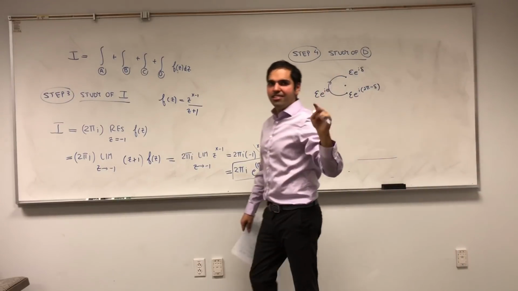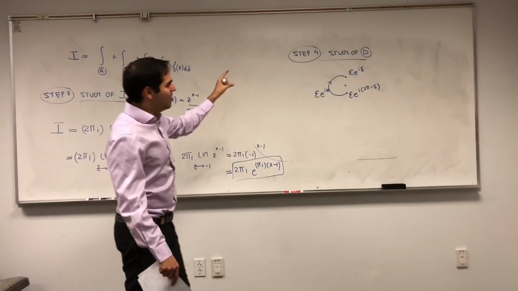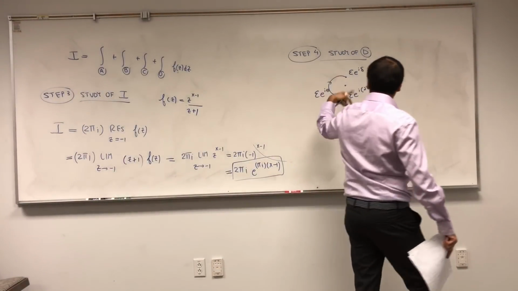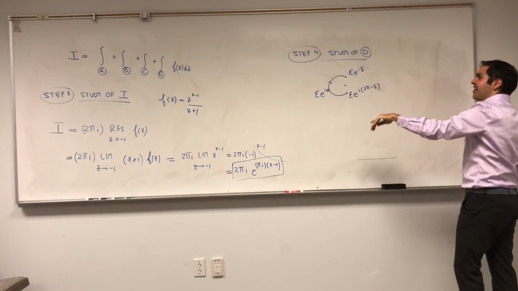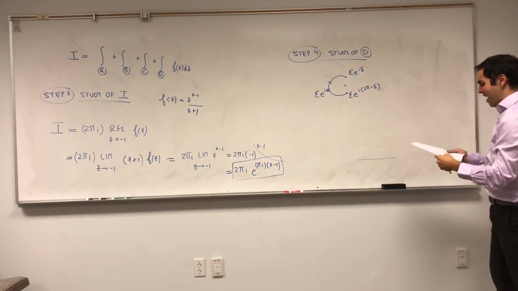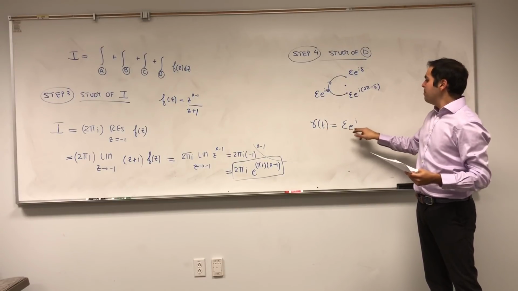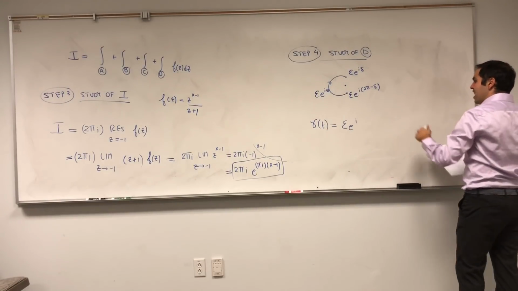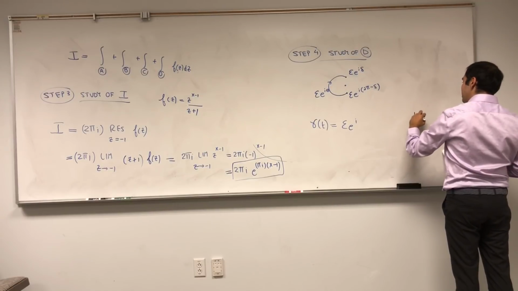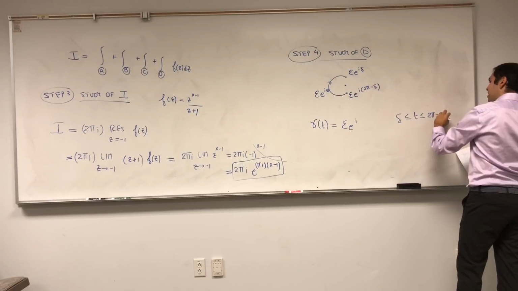Again, it's a very confusing point. I'm personally confused by it as well. But if you want to take a branch of the logarithm, which we'll do later on, we have to choose the angles between delta and 2 pi minus delta. So let's choose this path. Gamma of t equals epsilon e to the i of something, and that something should start at gamma and end at 2 pi minus gamma.